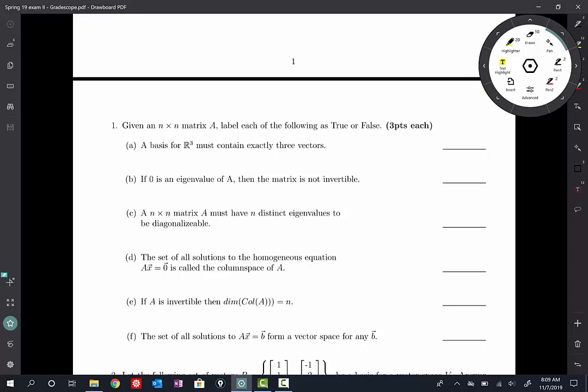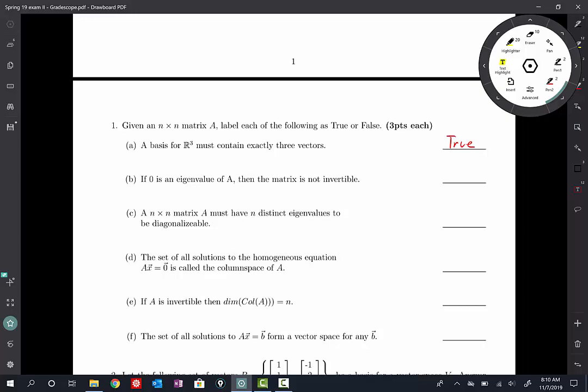Given an n by n matrix A, label each of the following as true or false. And the first one says that a basis for R3 must contain exactly 3 vectors, and that is true. So the basis for R3 must contain 3 vectors, R4 are 4 vectors, and that number is fixed because the number of vectors in a basis is the same for any basis of a vector space.